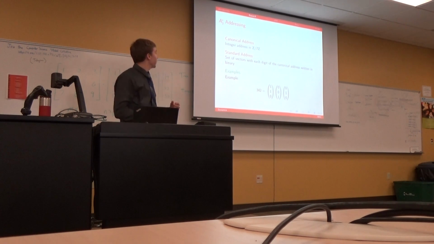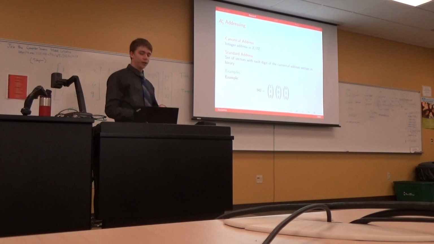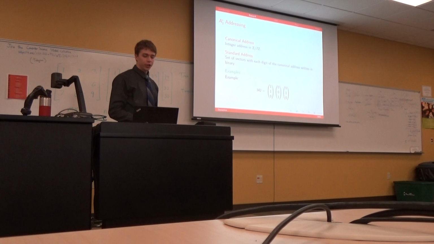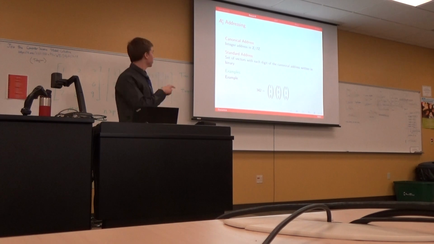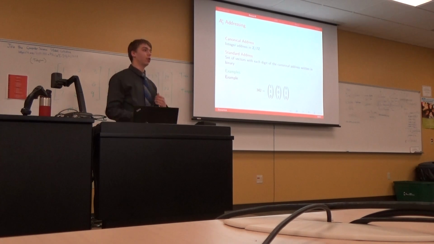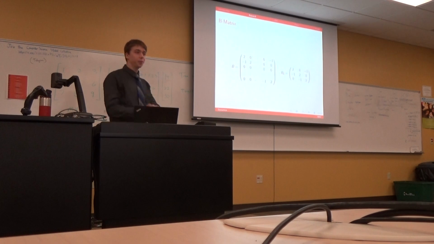We can also convert that into a standard address, which is the set of vectors where each digit of the canonical address is written in binary. So for the example here, we have 342, represented as 110, 001, and 010. This helps a lot because a lot of the translations we do are with matrices. If we're able to convert the address into a set of vectors, we're able to apply matrix operations to them. Which brings us to the B matrix.